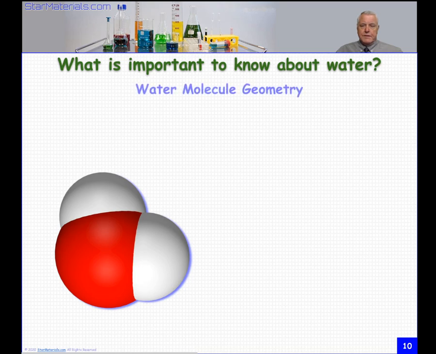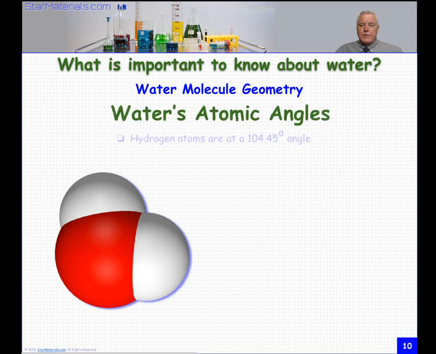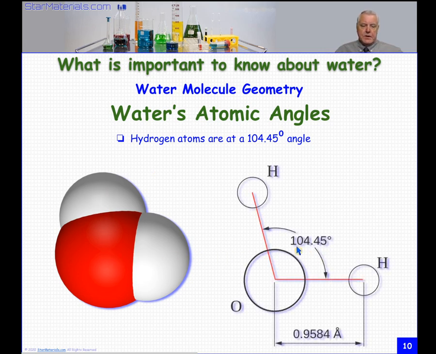Here's our old friend, the water molecule. These molecules are all the same. It's because of the protons, neutrons, and electrons and the configuration of the atoms themselves. So the hydrogen atoms are always at a 104.45 degree angle. That's this angle here. 104.45. And the distance is always the same.